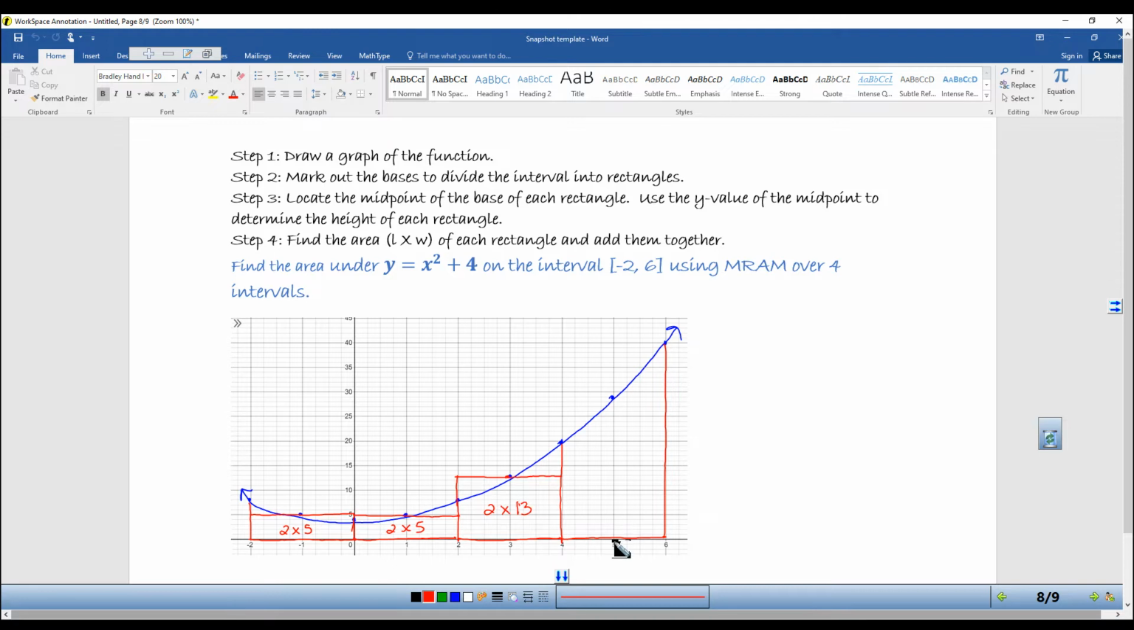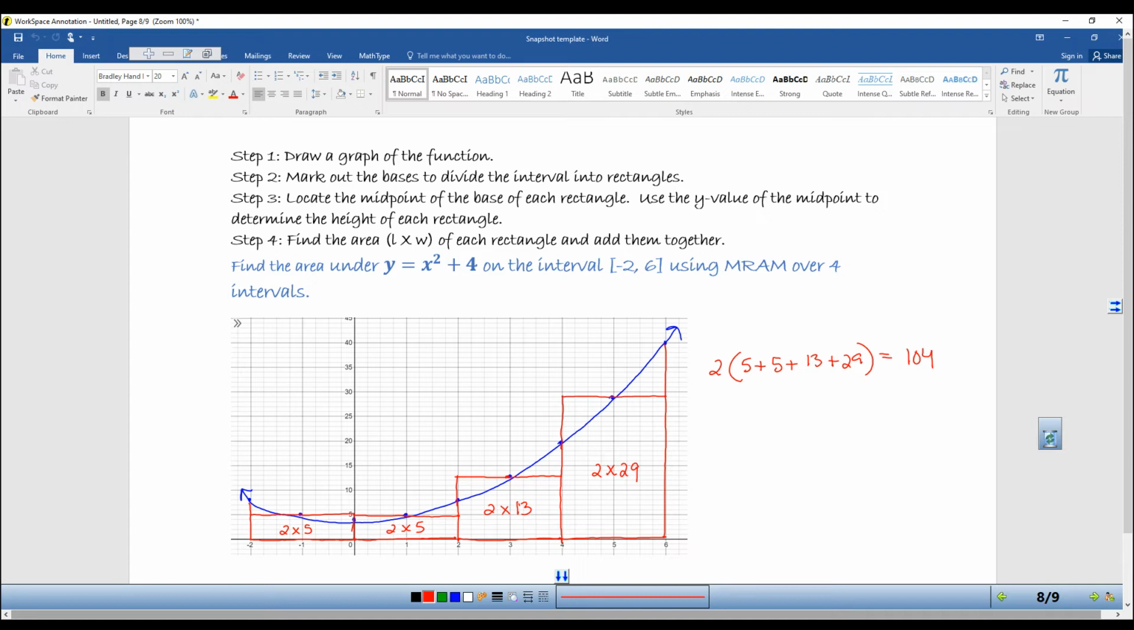And the last one, the midpoint is 5. The y value is 29. So I'm going to make the height of this rectangle 29. So this is a 2 by 29. So you can either do these each individually, or you could just say 2 times 5 plus 5 plus 13 plus 29 as a little bit of a shortcut there. But either way, you're going to come up with 104, which is step 4.